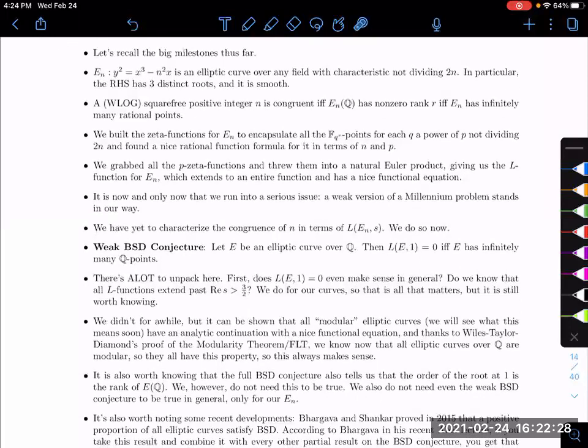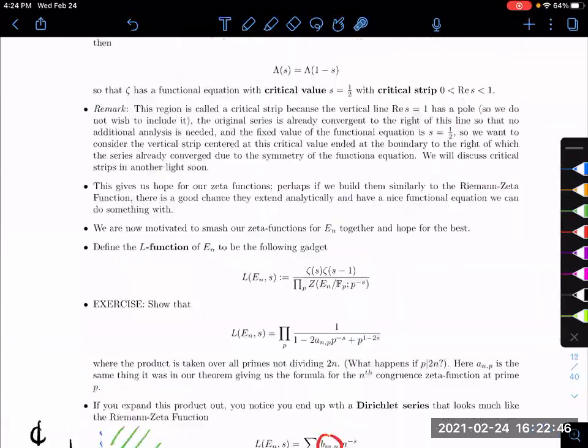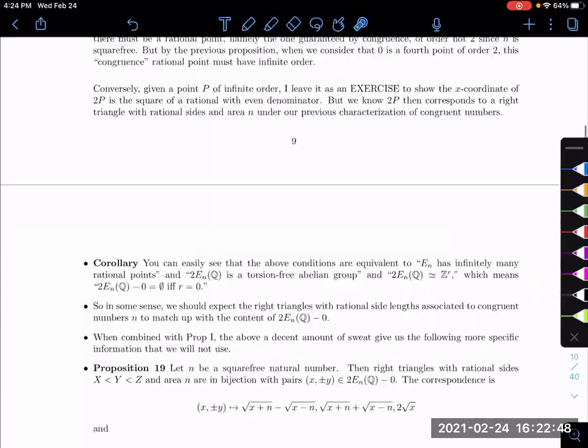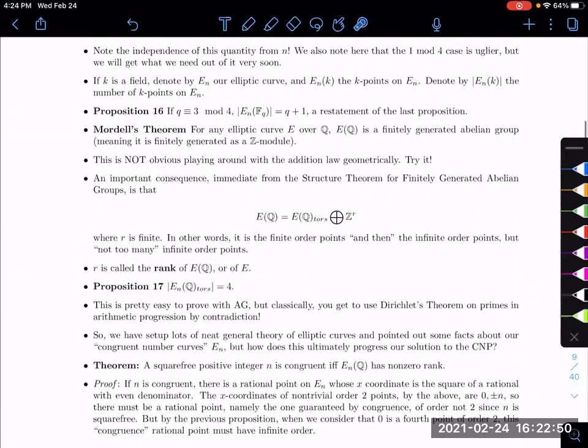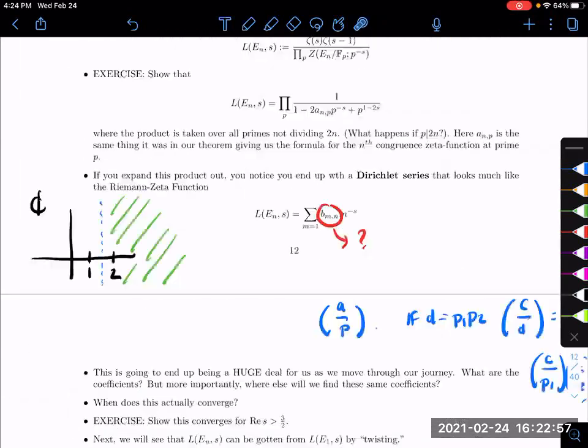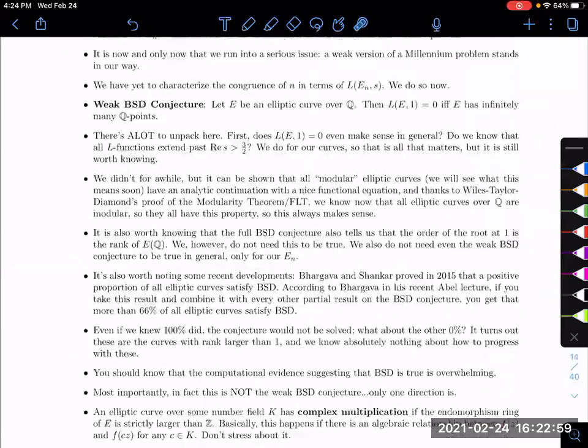The second thing to bring up is, why is this called the weak BSD conjecture? The full BSD conjecture is more specific. It says that the order of the root at 1 here is the rank of the elliptic curve. That R value from earlier that showed up in the decomposition, way up here. The order of the zero at 1 is this rank here. That's what the full BSD conjecture says. We do not need that to be true to get the congruent number theorem. So it's worth pointing that out.